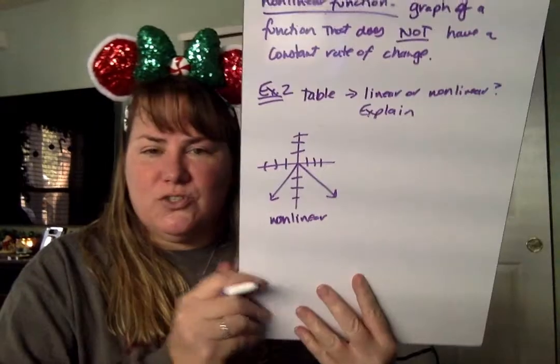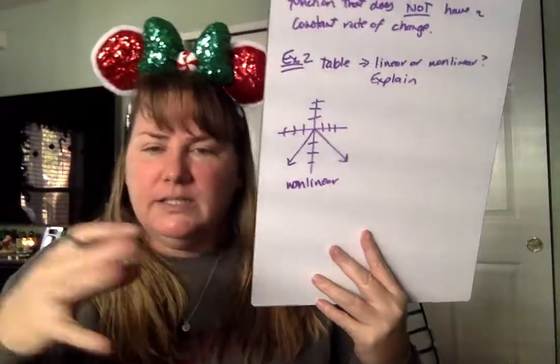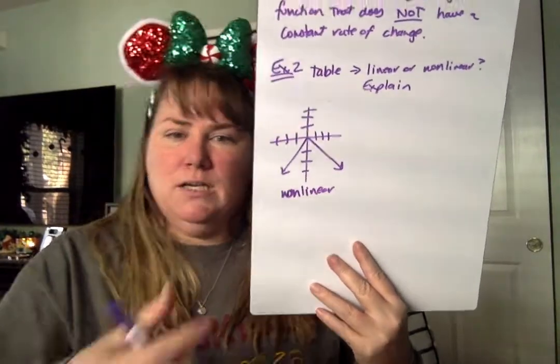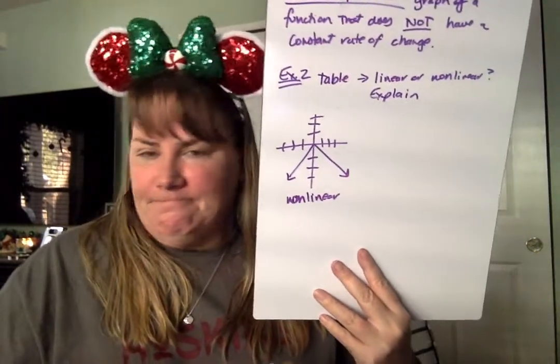And we just did this, so you know that this is an absolute value graph. An absolute value is not linear. It's absolute value. You say the graph is not a line, something like that. Okay.